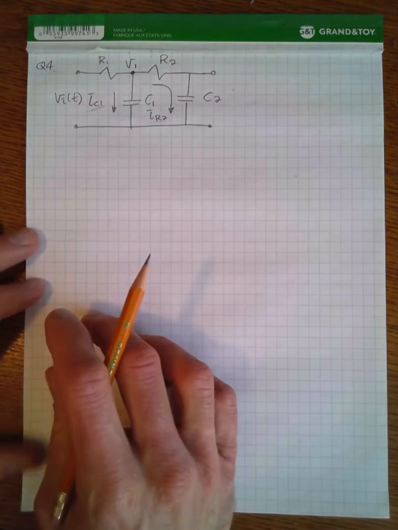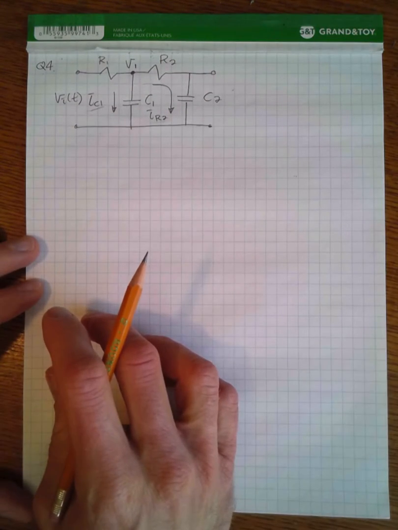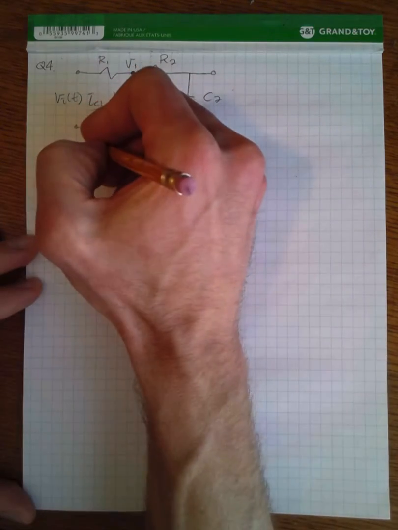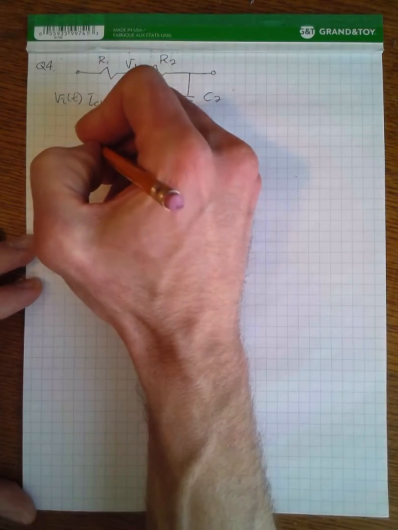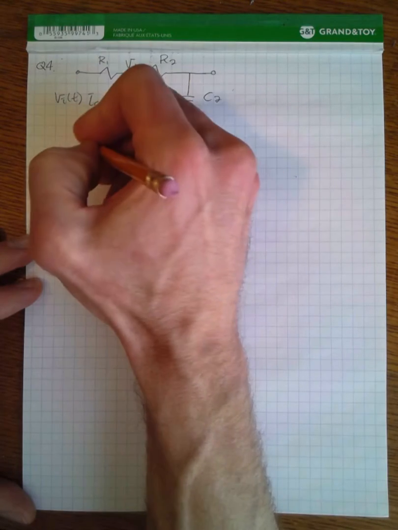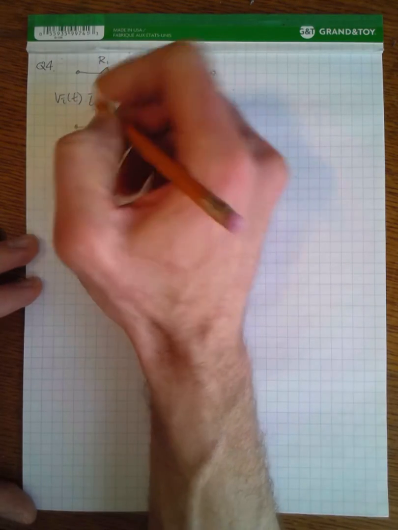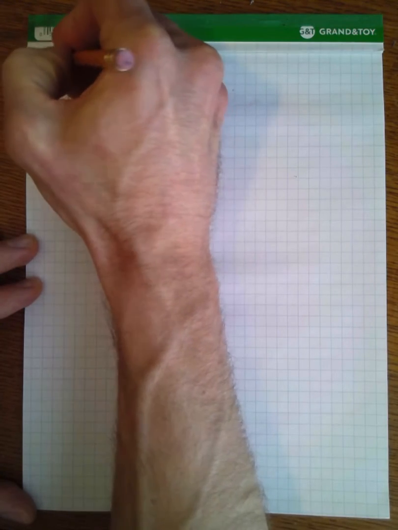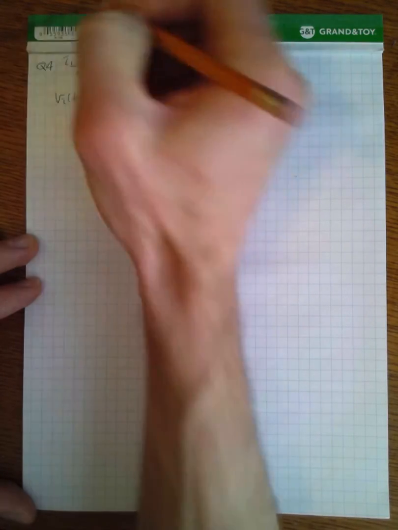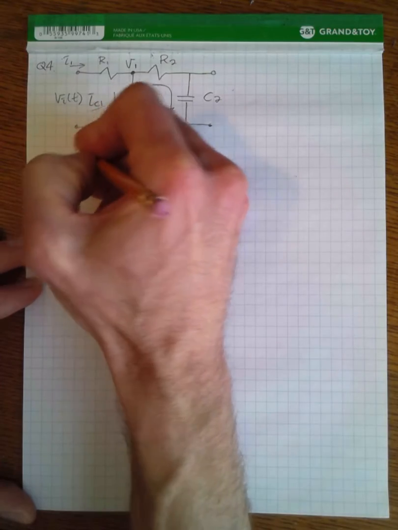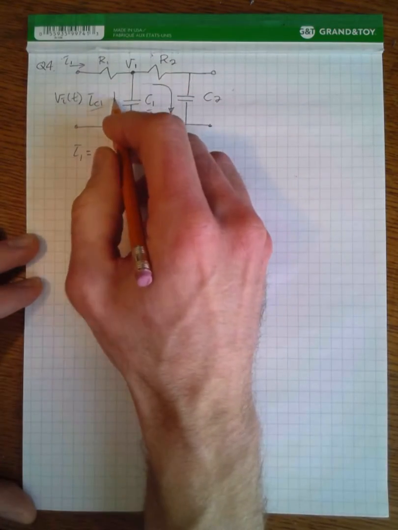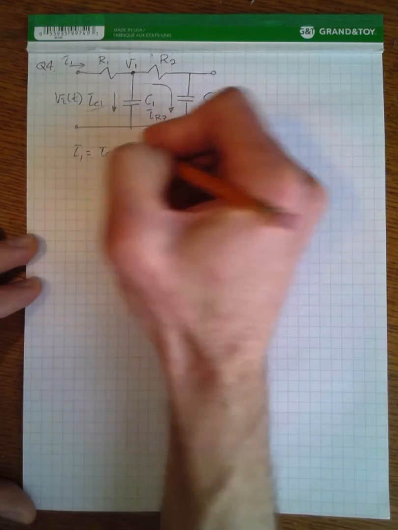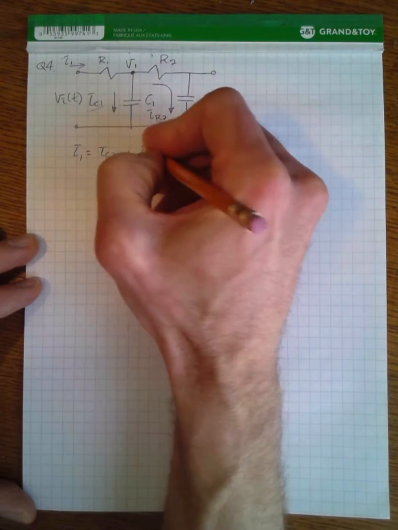There are a couple of different ways that you can analyze this circuit, but I chose to use Kirchhoff's current law at this node. So the current going in, which I'm going to call I1, is equal to the current going through capacitor 1 plus the current going through resistor 2.